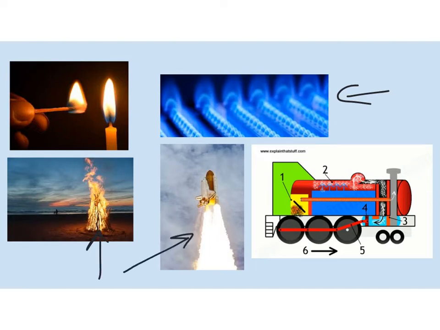Fires also allowed us to propel, to move at a rapid speed. So the space shuttle uses combustion. Our car engines use combustion. The combustion engine is a very popular thing. This is a steam engine, but it also uses combustion.